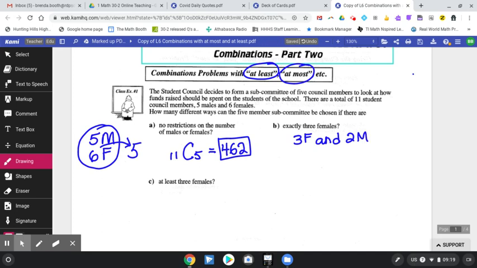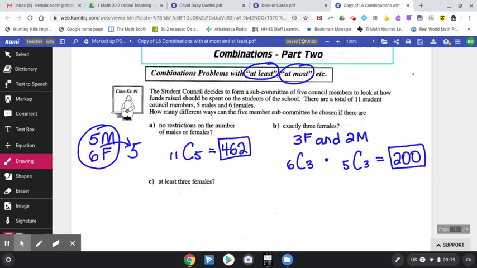So we'll have one combination for the females. So there are 6 females available, and we want to choose 3. And means multiply. To get 2 males, there are 5 males available, and we want to choose 2. Our trusty calculator tells us that there are 200 different subcommittees possible that have exactly 3 females.